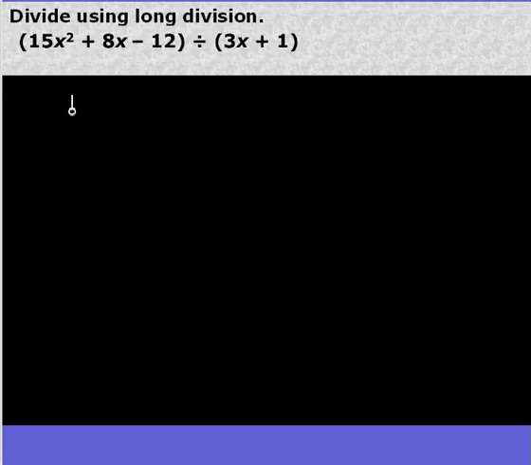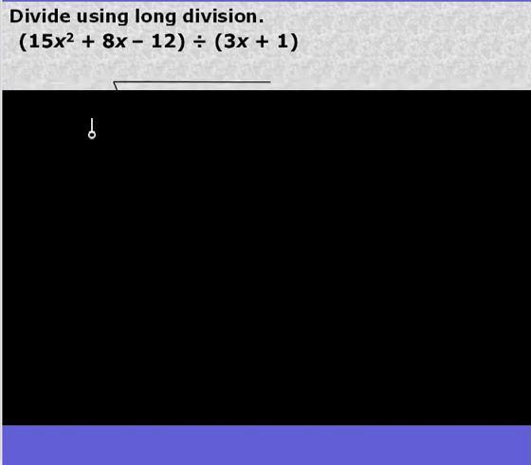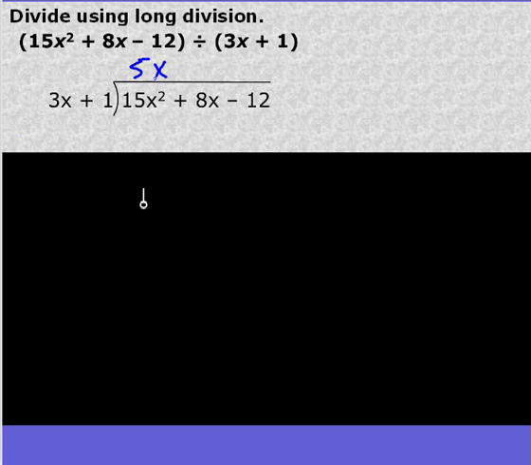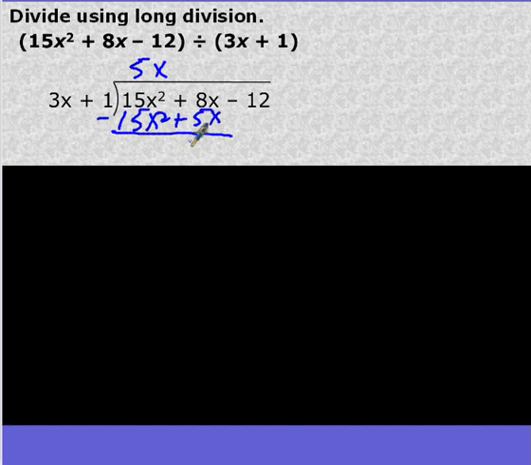Okay, divide using long division. So we're going to write it and fill in any missing terms. We don't have any missing terms this time. So what do we have to multiply 3x by to get 15x squared? Well, it's going to be 5x. This is going to give us 15x squared, and then I multiply the 1 times 5x to get plus 5x. Subtract, that cancels out, and we're going to get 3x minus 12.